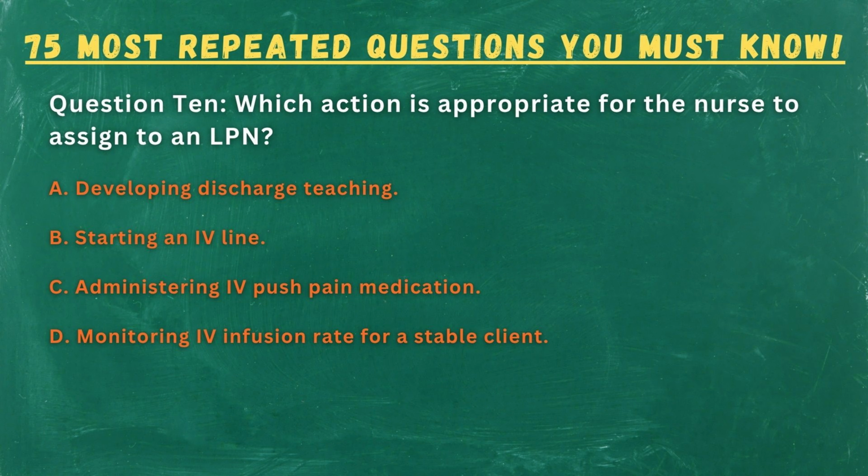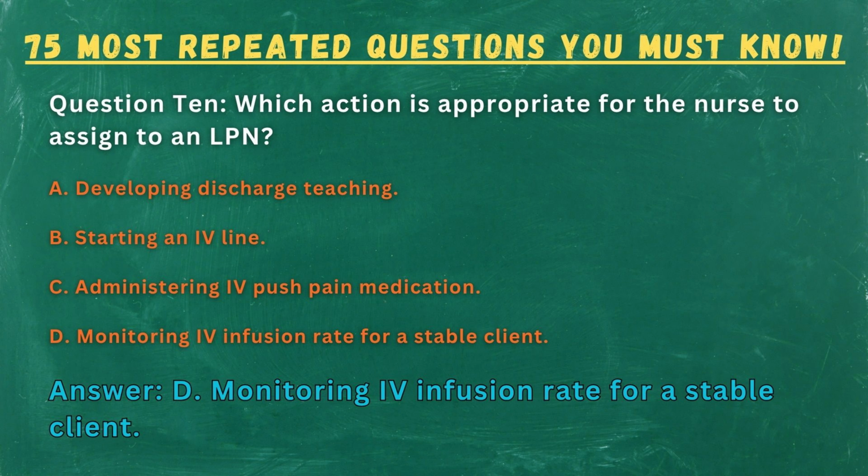Question 10. Which action is appropriate for the nurse to assign to an LPN? A. Developing discharge teaching. B. Starting an IV line. C. Administering IV push pain medication. D. Monitoring the infusion rate for a stable client. Answer. D. Monitoring the infusion rate for a stable client.